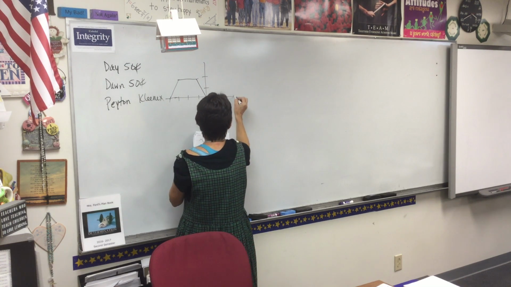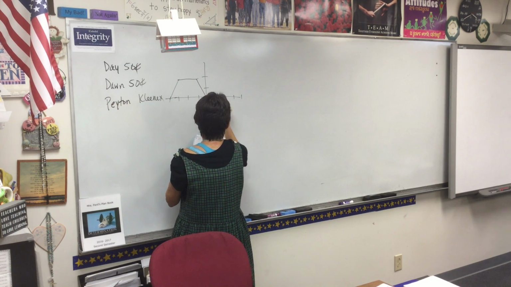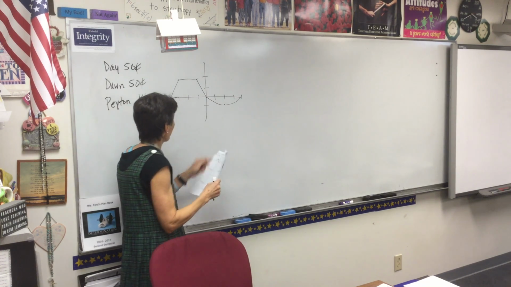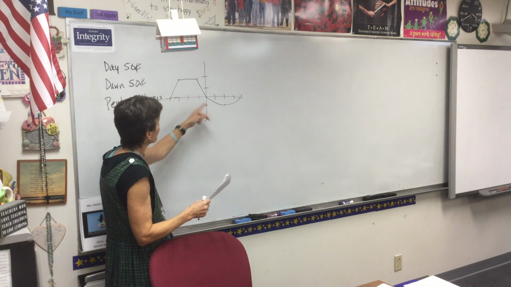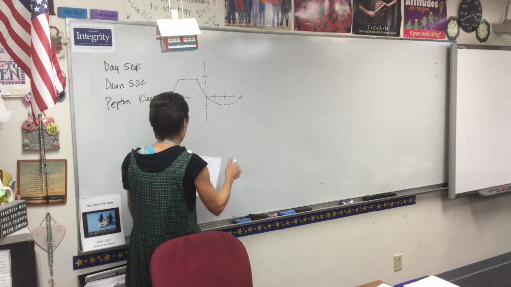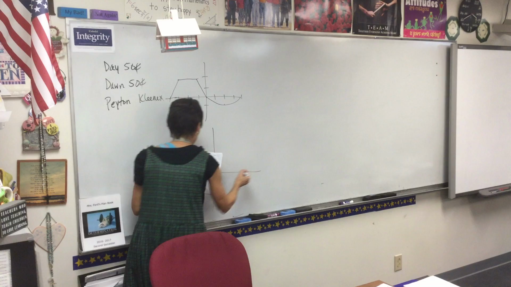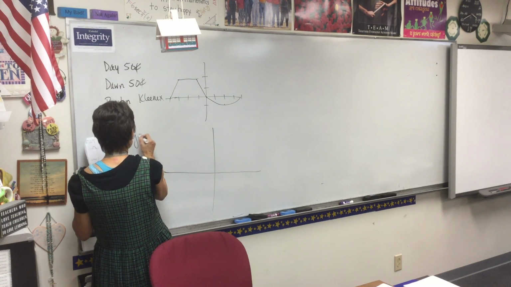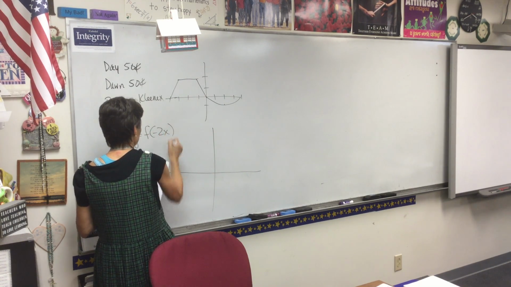And the little semicircle. So pay attention to how wide things are and how tall things are in the original, because we're going to be changing that. So here's the first one, which is f of negative 2x.